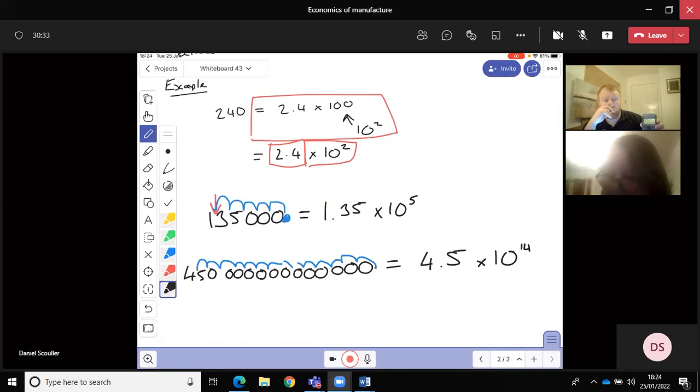you 135,000. And if you do 4.5 times 10 to 14, it doesn't give you it because your calculator's not big enough. And that's why we need that button. The calculator's not big enough.